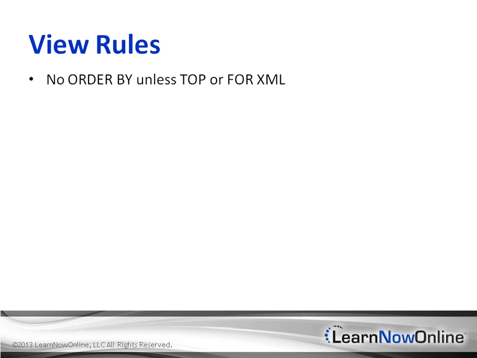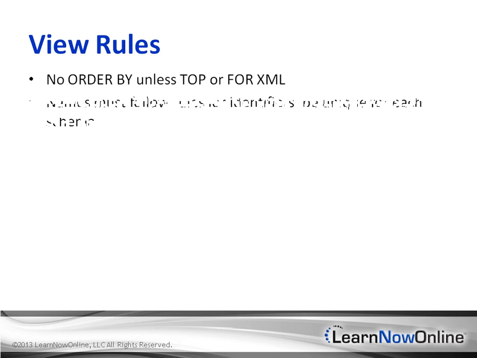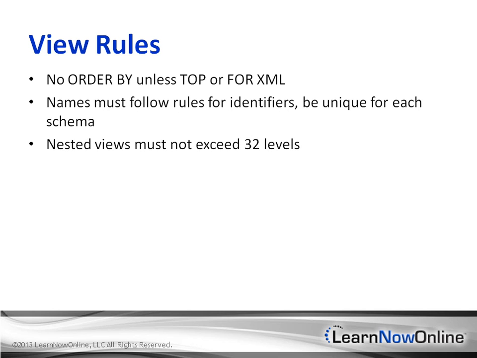First thing is that an order by clause is not supported unless the statement also has a top or for XML clause. The name of the view has to follow the rules for SQL Server identifiers, and the name for each view within a schema must be unique. So that's nothing special about views. That's part of the naming scheme within a database. And then nested views can't exceed 32 levels. Now, you rarely need to nest them anywhere near that level because performance will probably be miserably slow long before you reach 32 levels. So do what you need to nest views, but keep it as shallow as you can.